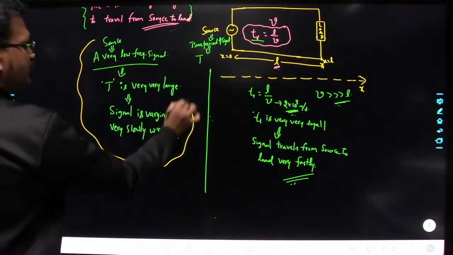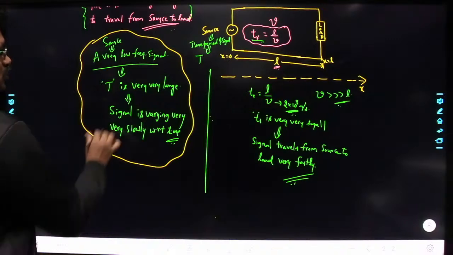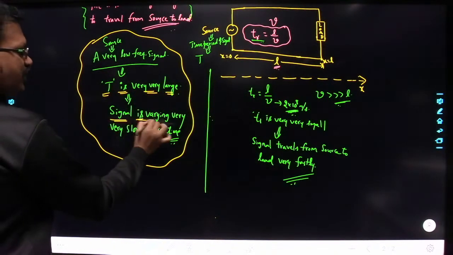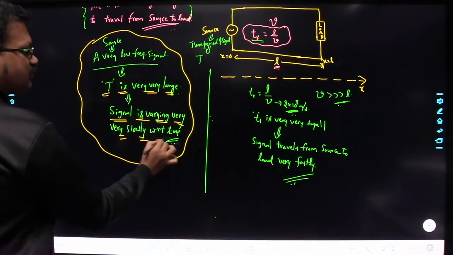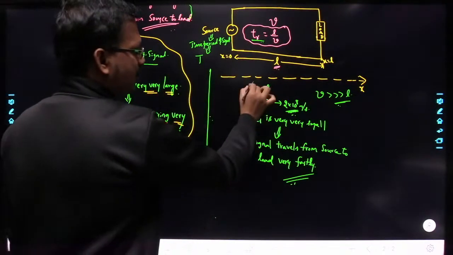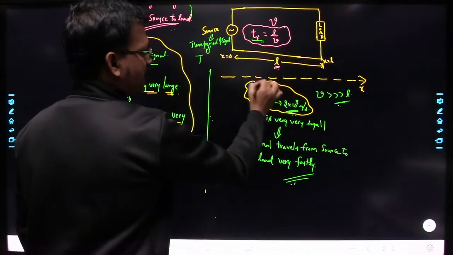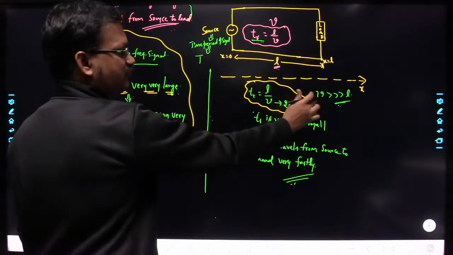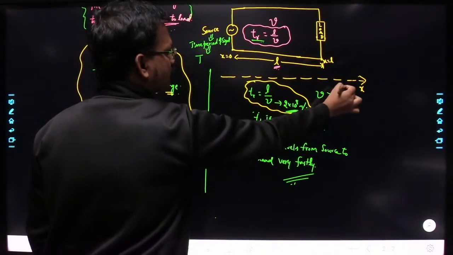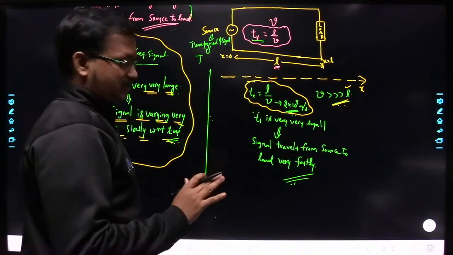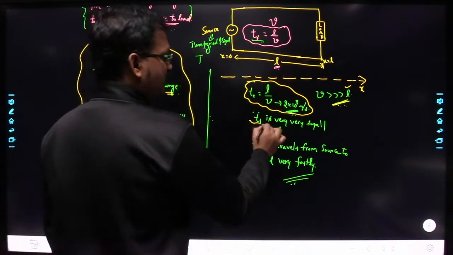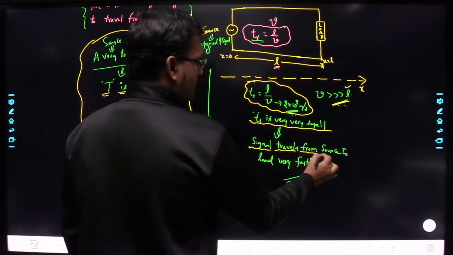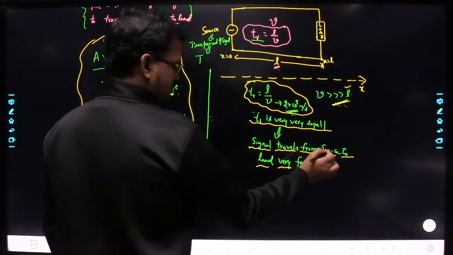Now, a very low frequency signal I am applying at the source, so hence T is very large. This implies the signal is varying very slowly with respect to time. And here TR, the transit time, the time taken for the signal to travel from source to load, is L by V. I am considering V is far greater than L in general here, and hence TR is very small. This implies the signal travels from source to load very fast.